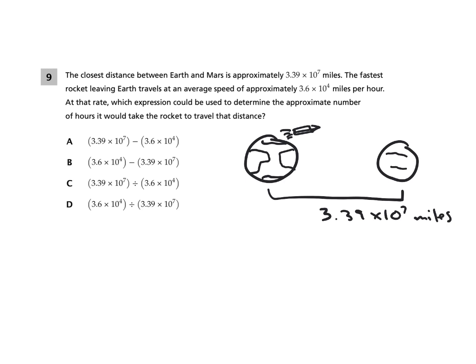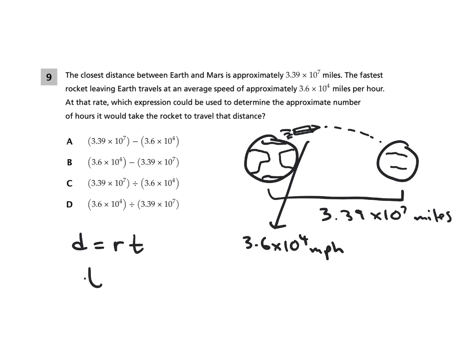It's my rocket, and it travels, so my rate is 3.6 times 10 to the 4 miles per hour. And I want to find how long, or the approximate number of hours it would take for the rocket to travel that distance, okay? So what I need to do is recall a formula that I learned as early as 6th grade, maybe even earlier than that. Distance equals rate times time. Some people remember it as dirt. That's fine. So now we need to find the time.